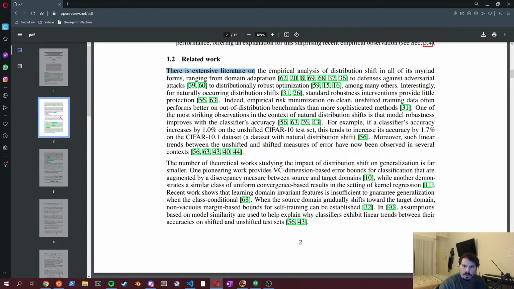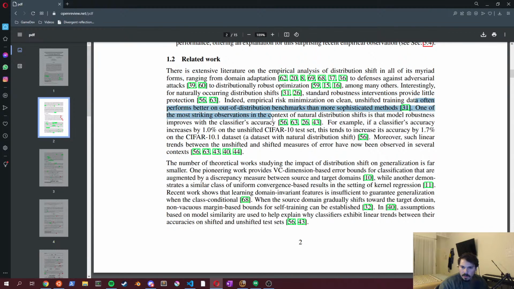Related work: there's extensive literature on empirical analysis of distribution shift in all of its myriad forms, ranging from domain adaptation to defenses against adversarial attacks to distributionally robust optimization, among many others. Interestingly, for naturally occurring distribution shifts, standard robustness interventions provide little protection. Indeed, empirical risk minimization on clean, unshifted training data often performs better on out-of-the-box benchmarks than more sophisticated methods.